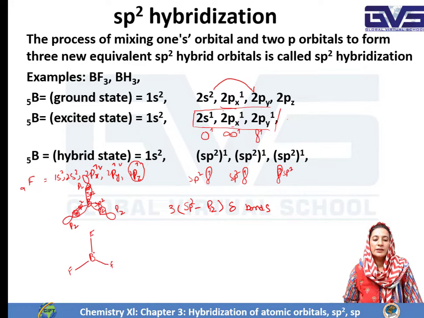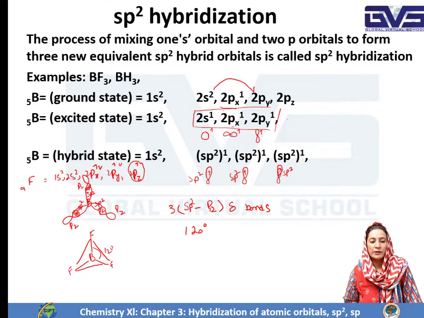And in this case they are distributed at the maximum distance with minimum repulsion at an angle of 120. So the angle is 120, and by this angle they have the shape of a triangular planar.